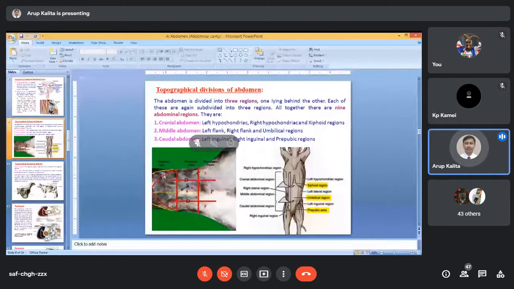So the cranial abdomen is again divided into three abdominal regions. They are left hypochondriac, right hypochondriac, and xiphoid region. So this is the xiphoid region. This side will be the left hypochondriac and this side will be the right hypochondriac.